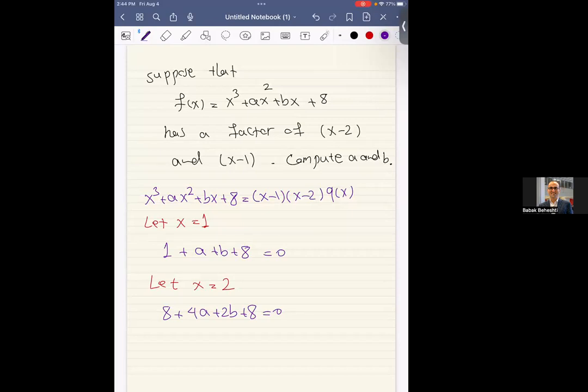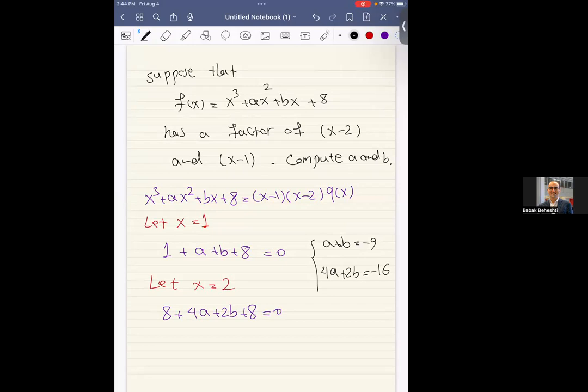Okay, wait. So you have two equations. These are the two equations. A plus B is -9. That's the first equation. The second equation is 4A plus 2B equal to -16.